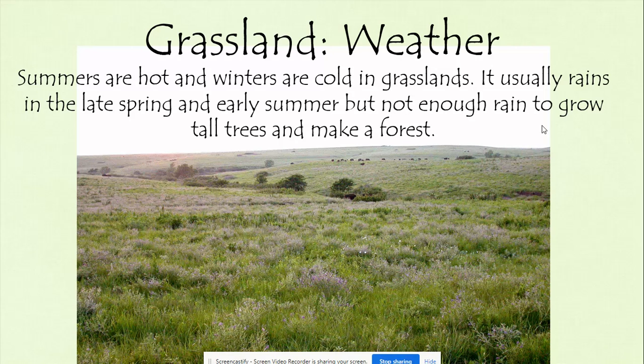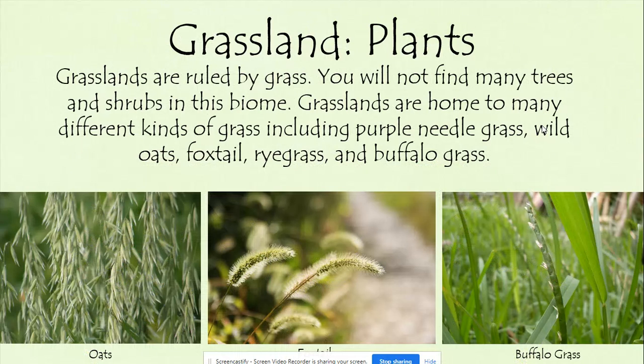It usually rains in the late spring and early summer, but not enough rain to grow tall trees and make forests. Grasslands are ruled by grass. You will not find many trees and shrubs in this biome. Grasslands are home to many different kinds of grass, including purple needle grass, wild oats, foxtail, ryegrass, and buffalo grass.